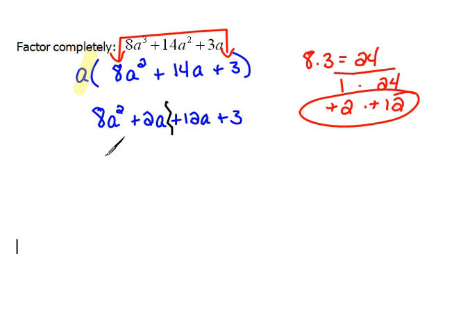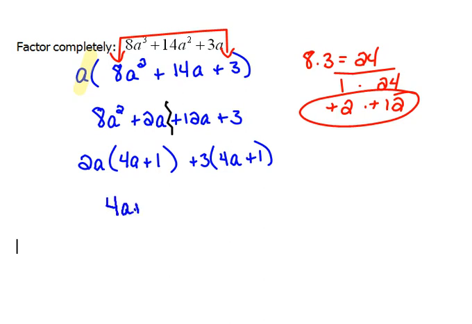So in the first 2 terms we can pull out a 2 and an a. So when we do that reverse distribution, 2a times 4a would give us 8a squared, and 2a times 1 would give us 2a. The next two have a 3 in common, so when we factor that out, that will leave us with 4a plus 1. Oh, that's nice.